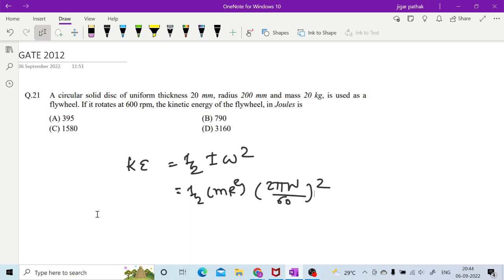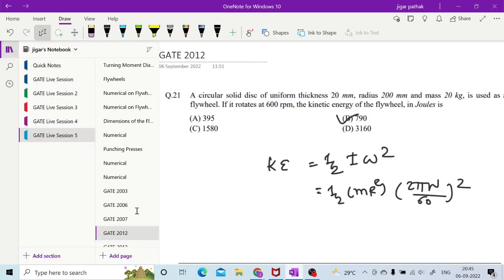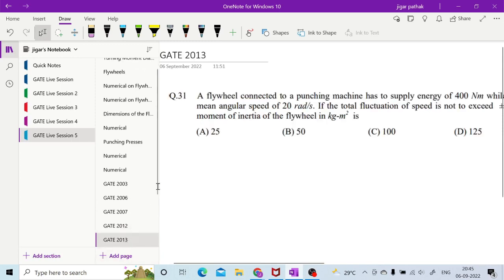Sir, B. 790 is the correct answer. Yes. So when you put all this data, you will find this one. Mass is given as 20 kg, R is given, right? And N is also given. So you can have your answer as 790. Okay. Let us go to the next one.